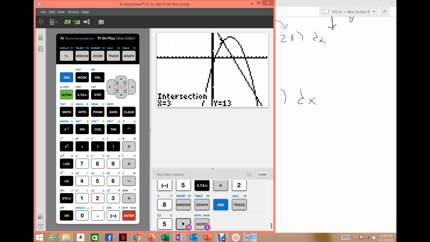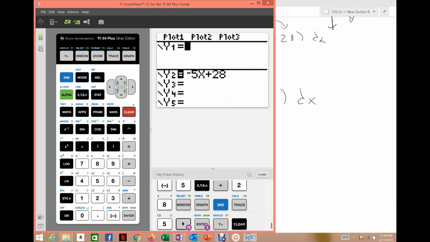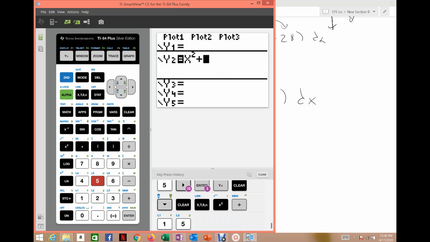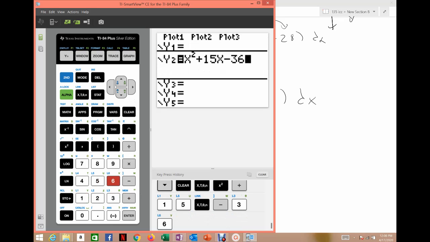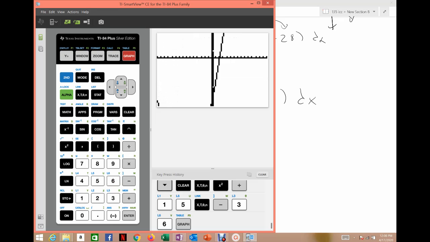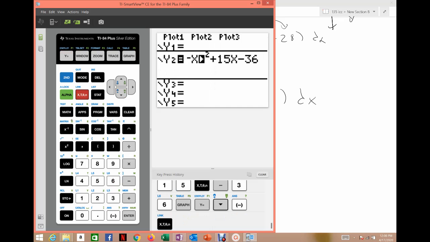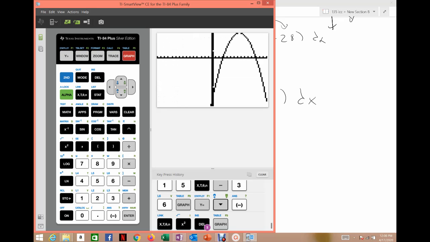I have to regraph, so I need to get rid of those. And then type in the new function, which was negative x squared plus 15x minus 36. I think the window I had up there before should be fine. I forgot my negative. Negative x squared, and there it goes. So there's my picture.